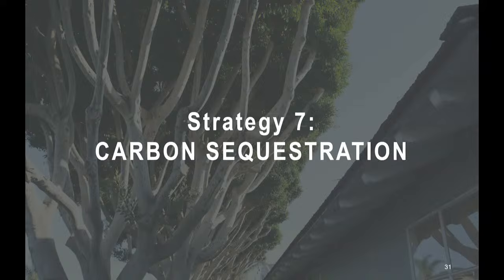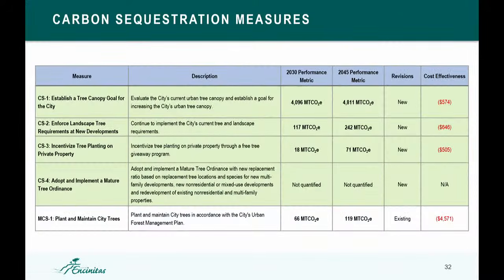And lastly, Strategy 7, carbon sequestration, aims to increase the city's tree canopy coverage. Measure CS1 would establish a tree canopy goal for the city. So the 2030 performance metric here accounts for the city's existing tree canopy coverage and calculates what Encinitas' existing tree coverage is sequestering annually. And then the 2045 performance metric is based on a 5% increase of the tree canopy coverage.